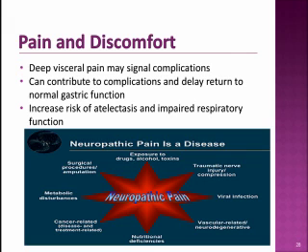When the internal viscera are cut, no pain is felt. However, pressure in the internal viscera elicits pain. Therefore, deep visceral pain may signal the presence of a complication such as intestinal distension, bleeding, or abscess formation. Pain can contribute to complications such as dysfunction of the immune and coagulation systems and delayed return of normal gastric and bowel function. It also increases the risk of atelectasis and impaired respiratory function.